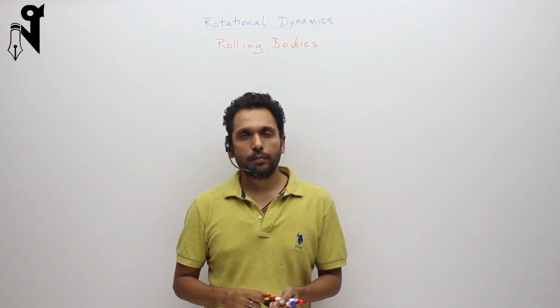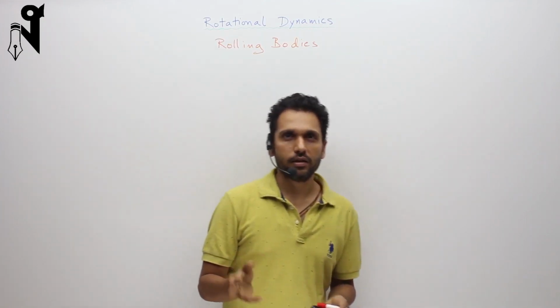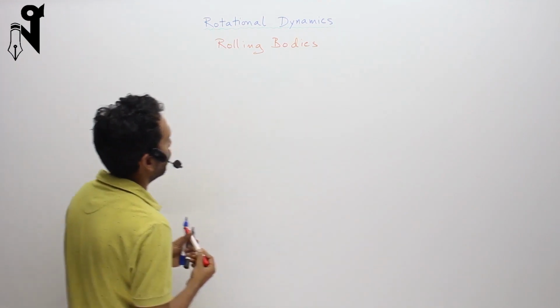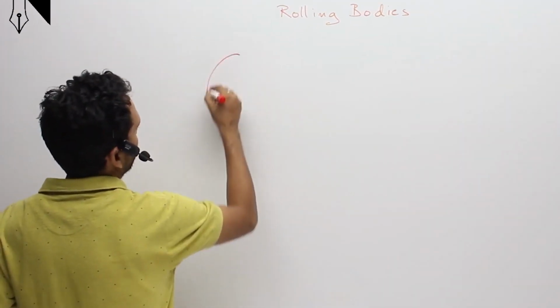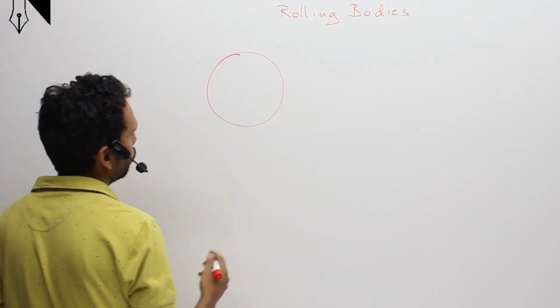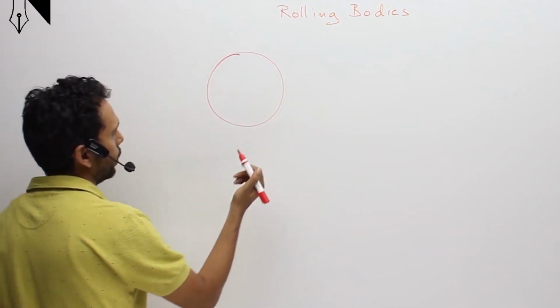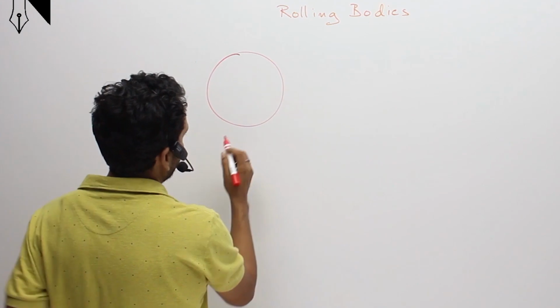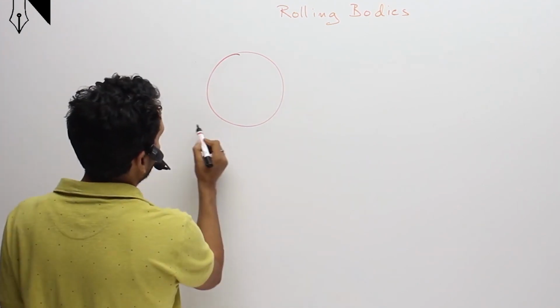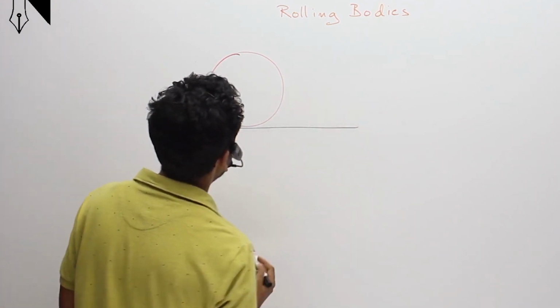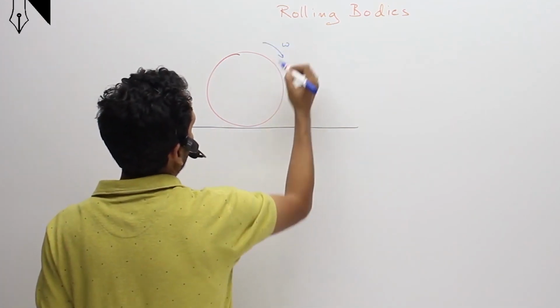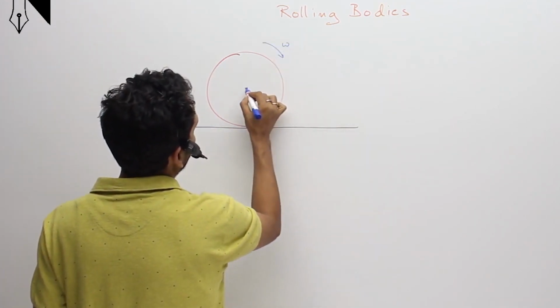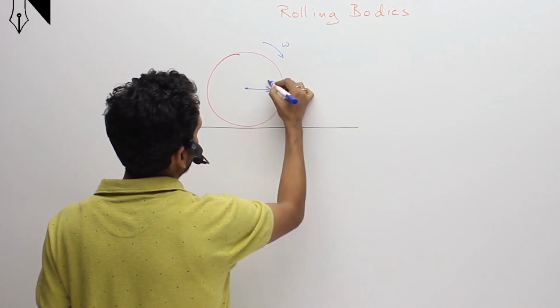So in this section we'll be discussing rolling bodies like cylinders, rings, spheres, and the direction of friction acting on that. Say this is a round body like a cylinder or a sphere or a disc, and it is rolling on a hard surface. What we are going to study is the relation between omega and the velocity of the center of mass of this, which is v.